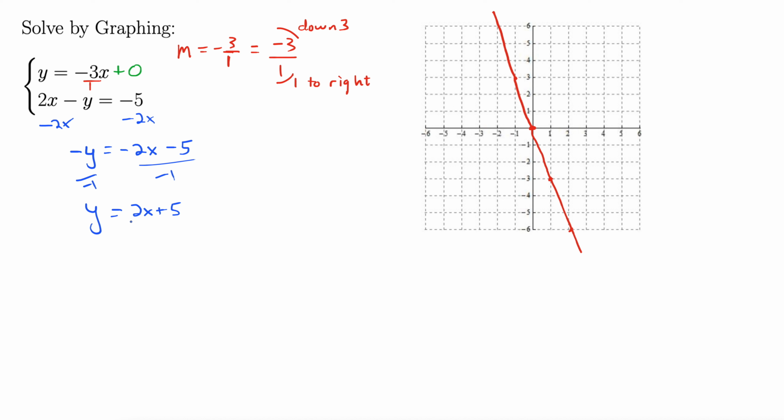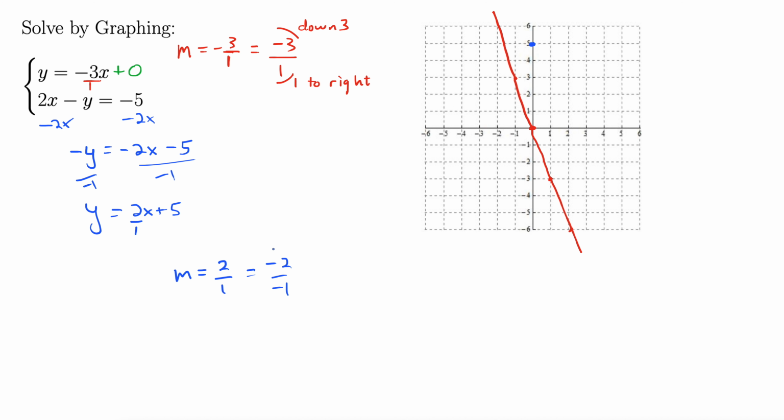Okay, again with the slope. Slope is 2 over 1. Y-intercept is 5, so there we go. And now it's going to be kind of weird if we go up 2 over 1. So sometimes when you have something up high on the graph like that, instead of writing the slope as 2 over 1, you can write it as negative 2 over negative 1.